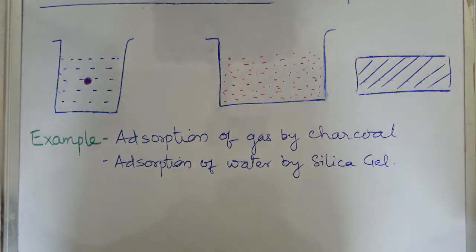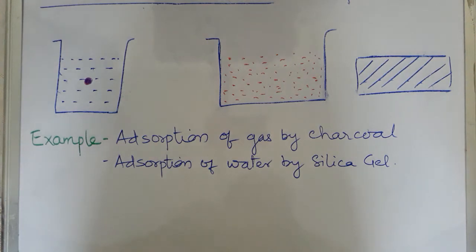In adsorption, there are two terms you need to understand: adsorbate and adsorbent. Adsorbate is the component which gets adsorbed on the surface. And on which surface does it get adsorbed? That is known as adsorbent. So adsorbent is the component which provides surface for adsorption to take place, whereas adsorbate is the component which gets adsorbed on the surface of the adsorbent.